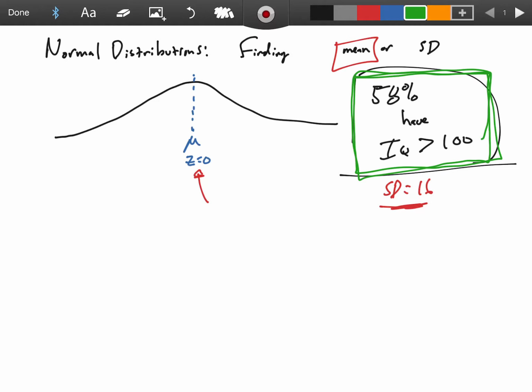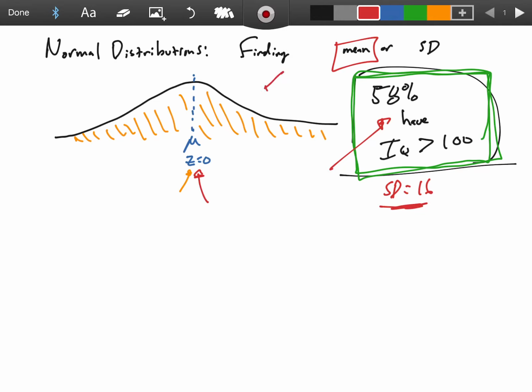A really important thing to do in problems like this is you need to visualize what's going on. So when I'm working on something like this, I plot it right onto the normal distribution. We know that the mean marks the halfway point, so 50% of the distribution is lower than it, 50% is higher than it. So this is telling us that 58% of people have an IQ that's greater than 100. That greater than sign tells us where we want to be. We want to be on this side of the distribution because it's going to be a greater.